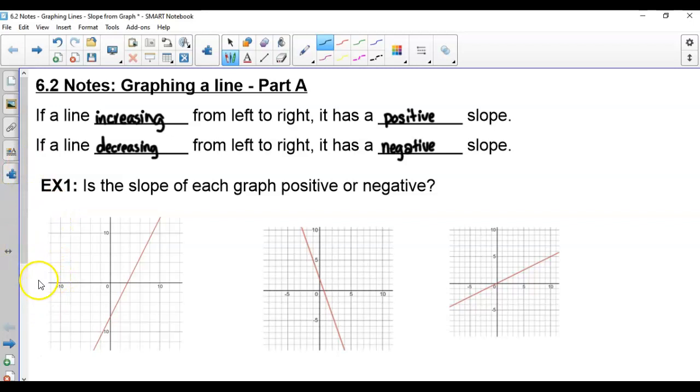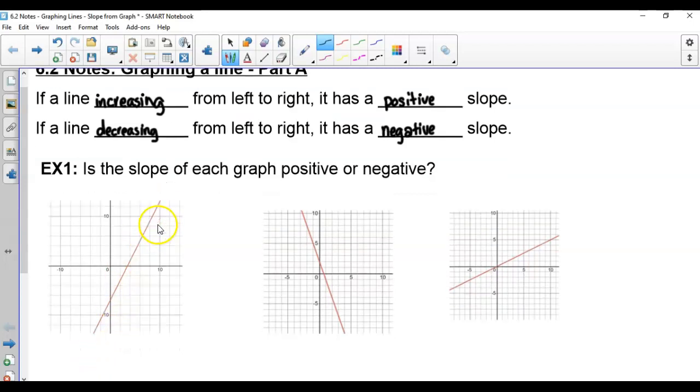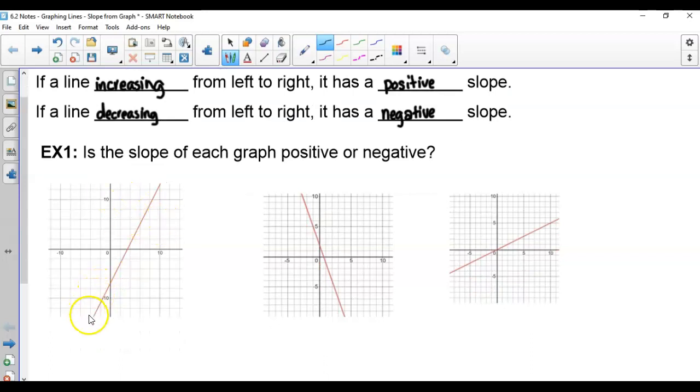The left side of the graph is over here. The right side is over here. And so if we start here on the left side and go towards the right side, we can see that our arrow is increasing here. So if this graph is increasing from left to right, we know the slope here would be positive.